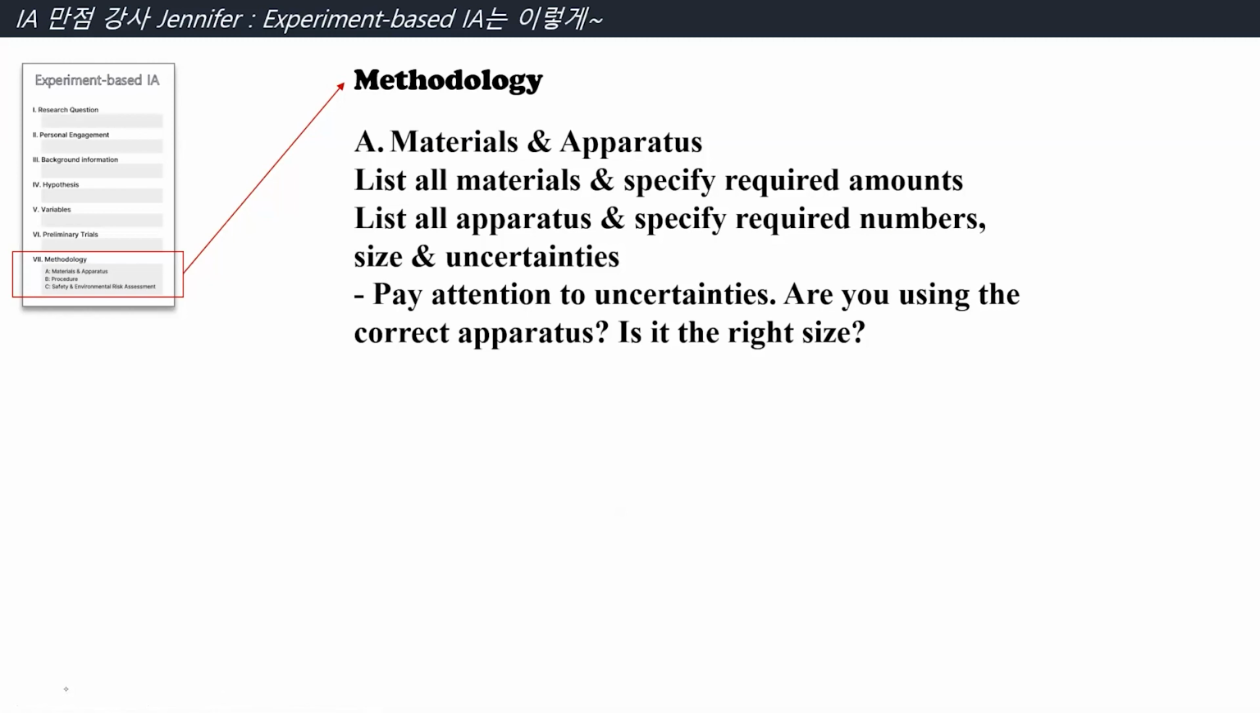It's not enough to just write measuring cylinder, because there's various sizes of measuring cylinders. So state what size was used, how many was used. Also, when selecting your apparatus, pay attention to the size. Are you using the right size for the given measurement? For example, using a 500 cubic centimeter beaker to measure 50 cubic centimeters of distilled water will result in very high uncertainties. So instead, use a 50 cubic centimeter pipette.